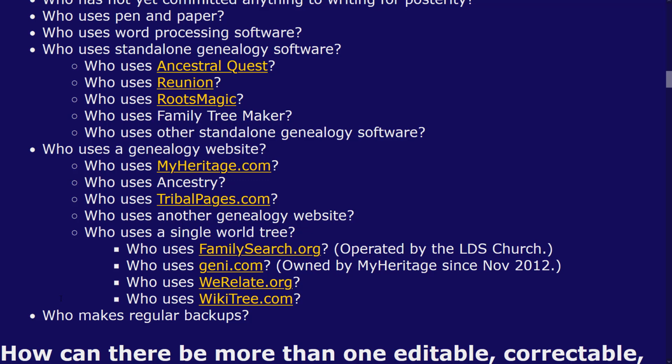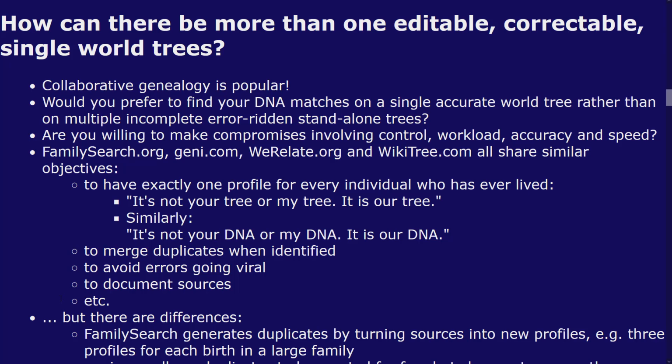So I've said familysearch.org, genie.com, werelate.org, wikitree.com. They're all the same thing. The one single world tree. How do we end up with 4 of them? Well, it obviously means doing collaborative genealogy is popular.